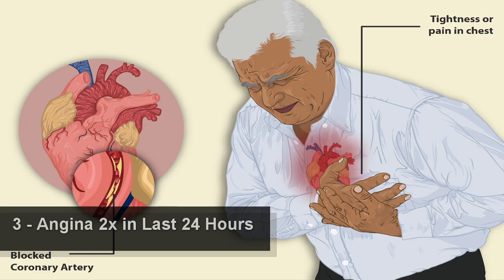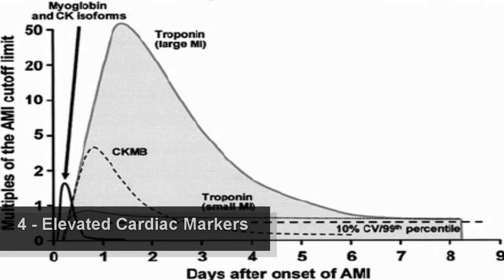3. Has the patient suffered from 2 angina-related episodes in the last 24 hours? Angina is the medical term for chest discomfort caused by limited blood and/or oxygen flow to the heart. 4. Does the patient have elevated serum cardiac biomarkers? These are enzymes such as troponin, creatine kinase, and myoglobin, which are released into the bloodstream when the heart suffers stress, inflammation, or is otherwise oxygen deprived.